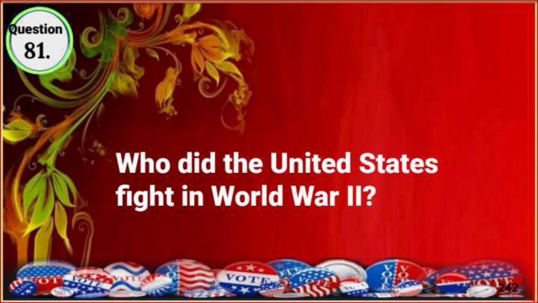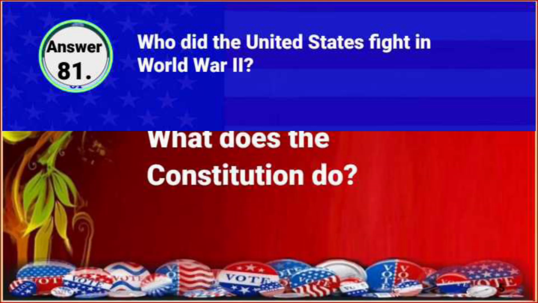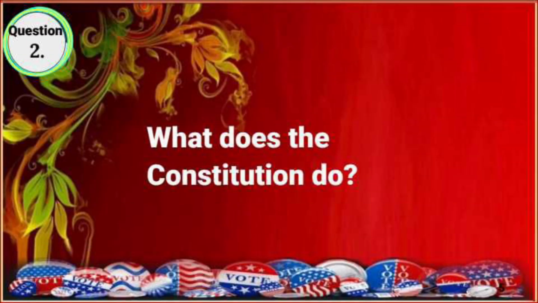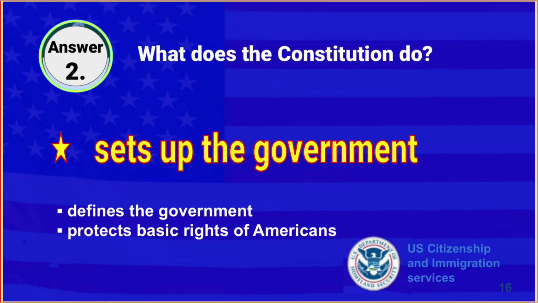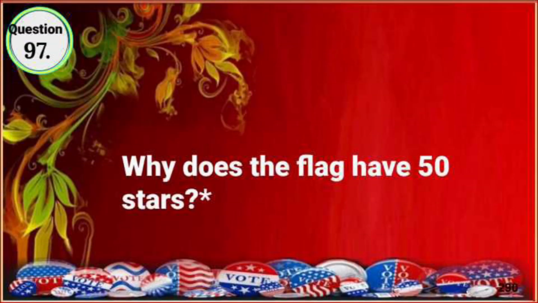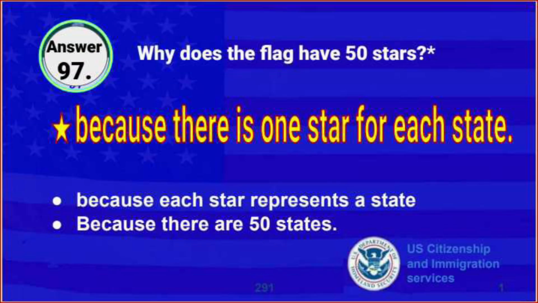Who did the United States fight in World War II? Japan, Germany, and Italy. What does the Constitution do? Sets up the government. Why does the flag have 50 stars? Because there is 1 star for each state.